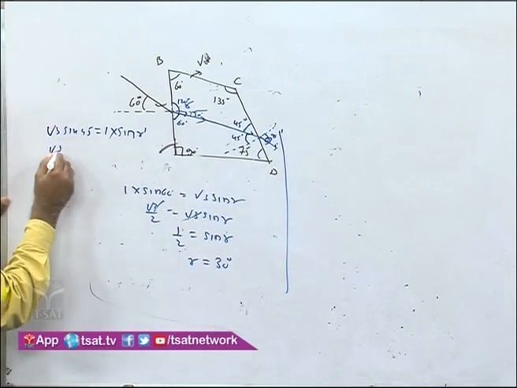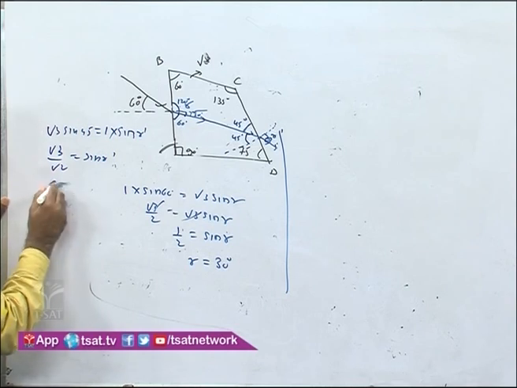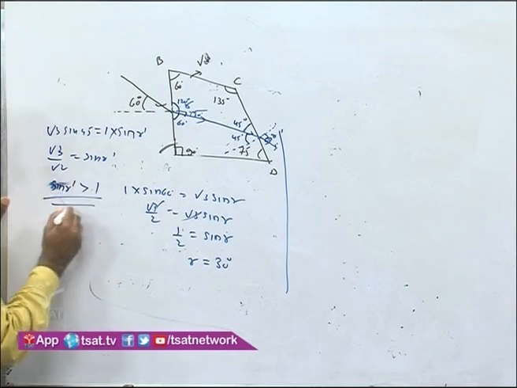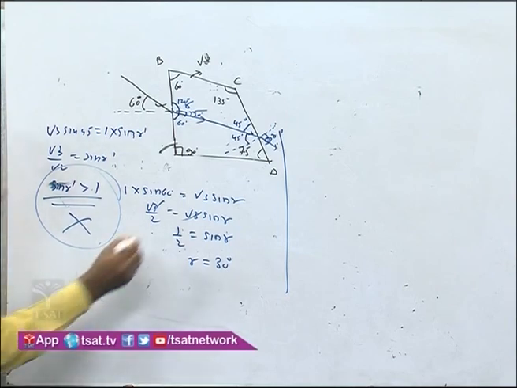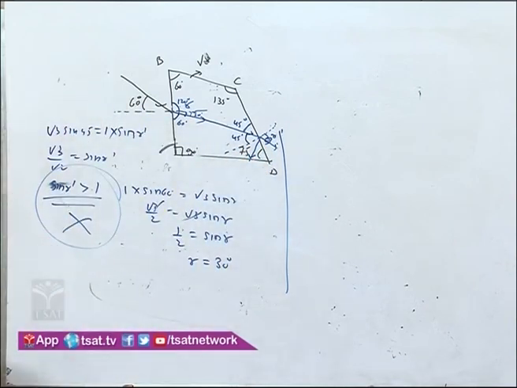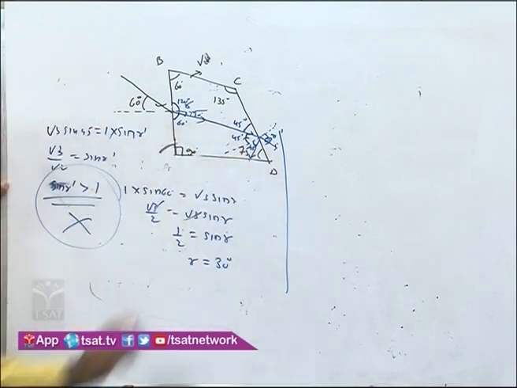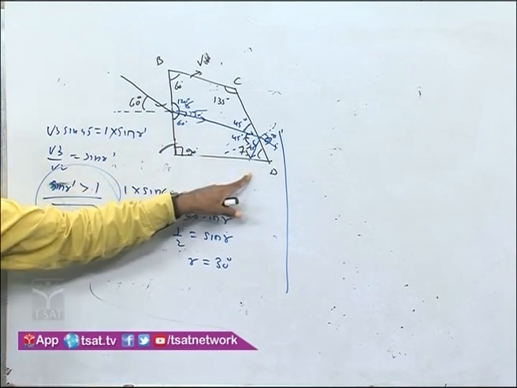So you will get √3 by √2 equal to sine R dash. So the value of sine R dash is coming out to be greater than 1, which is not possible. But it will have TIR. So it will have TIR. So now this is the angle of incidence. So this will be the angle of reflection, again 45 degree. It will have the angle of incidence as 45 degree.